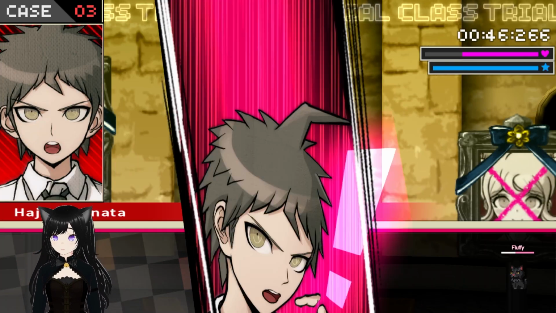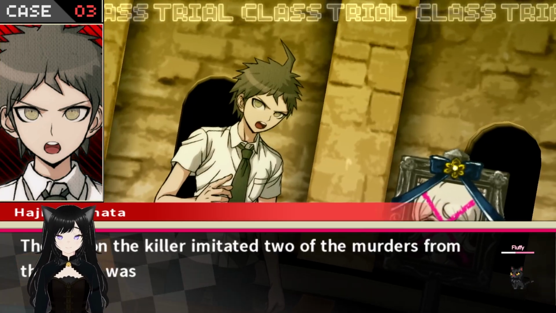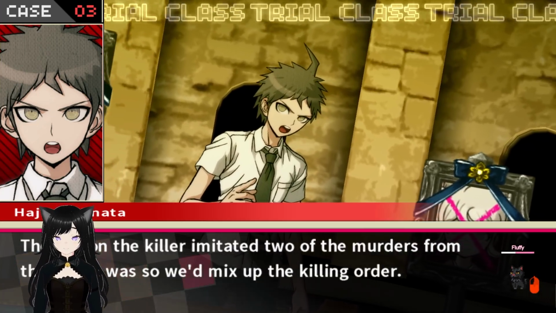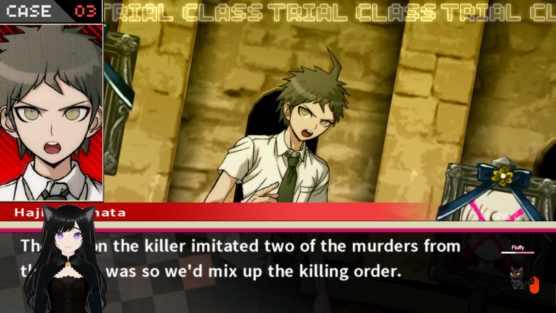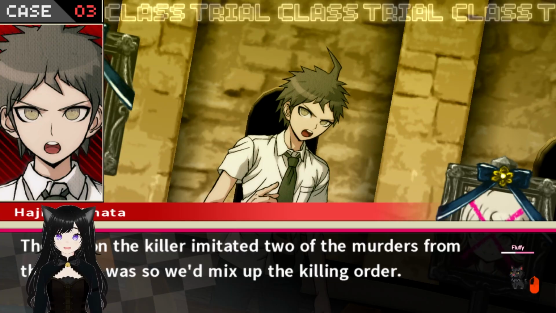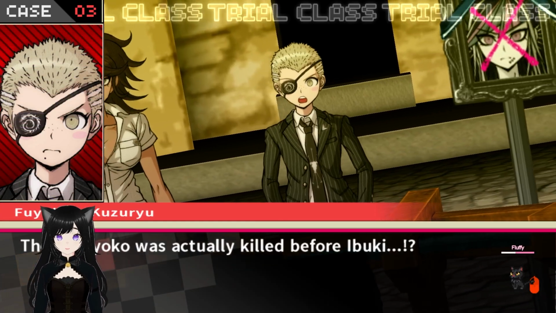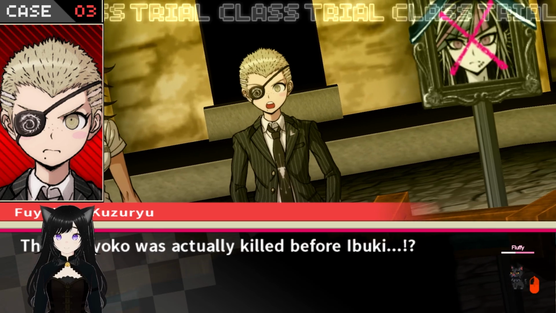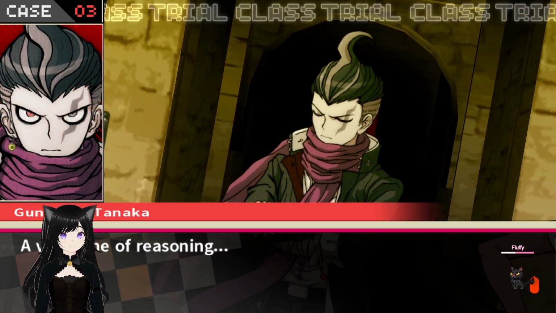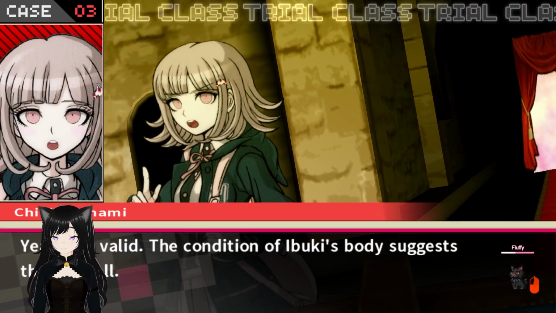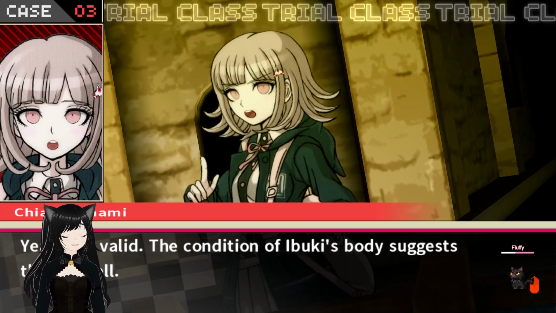The reason the killer imitated two of the murders from the movie was so he'd mix up the killing order. Oh, right. Because I think in the movie, the hanging victim was... No, which one was first? Hiyoko was actually killed before Ibuki? Right, because the hanging victim was first in the movie. A valid line of reasoning. I got it. It's valid. The condition of Ibuki's body suggests that as well. Right, because how did Ibuki have blood on her?